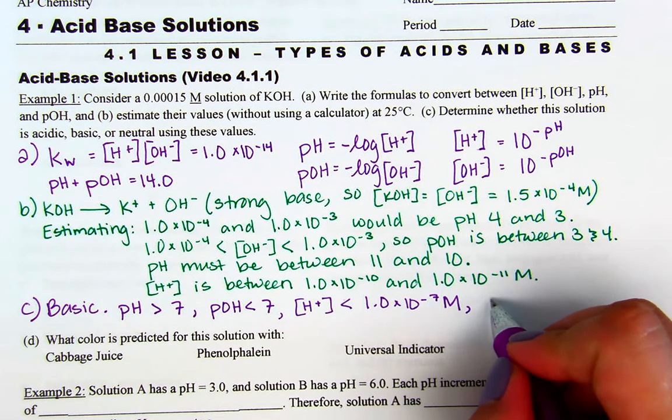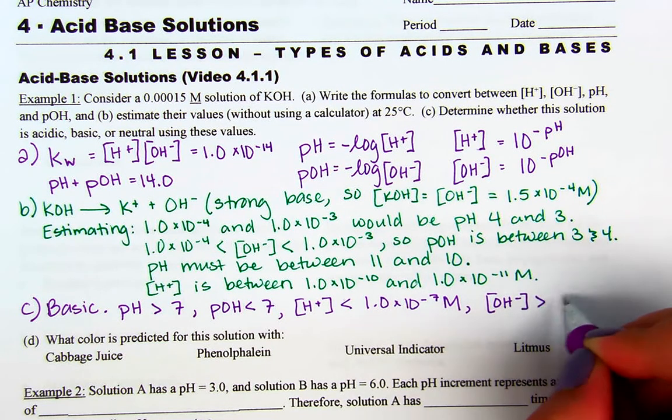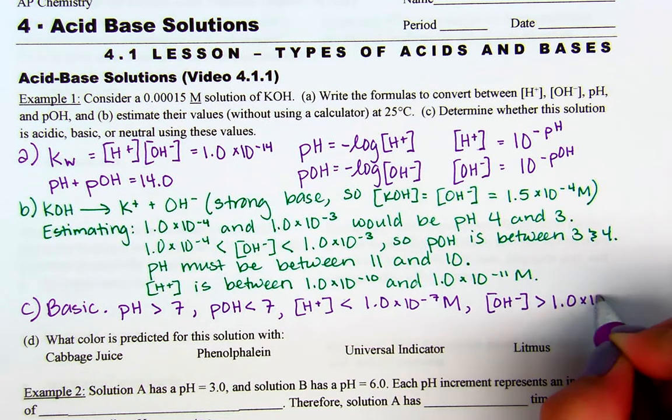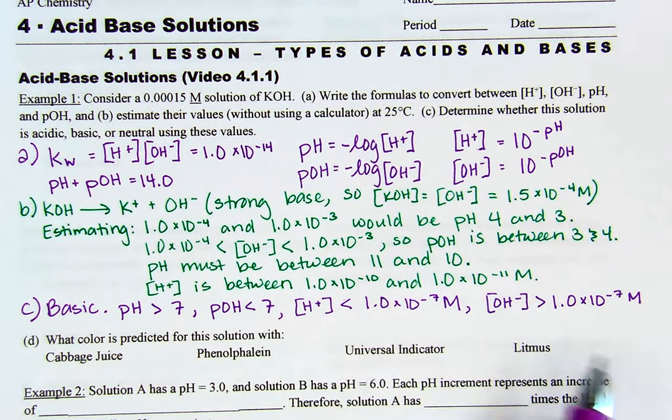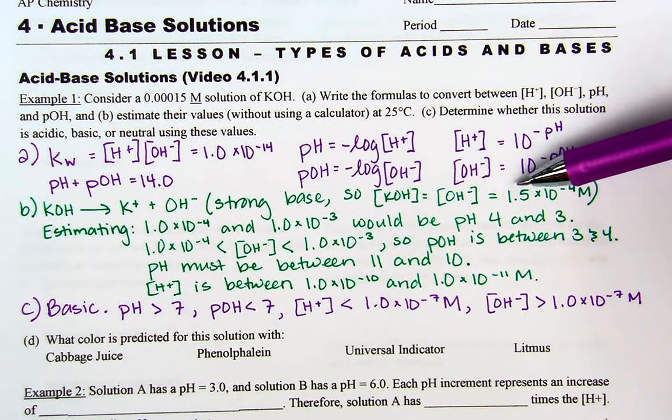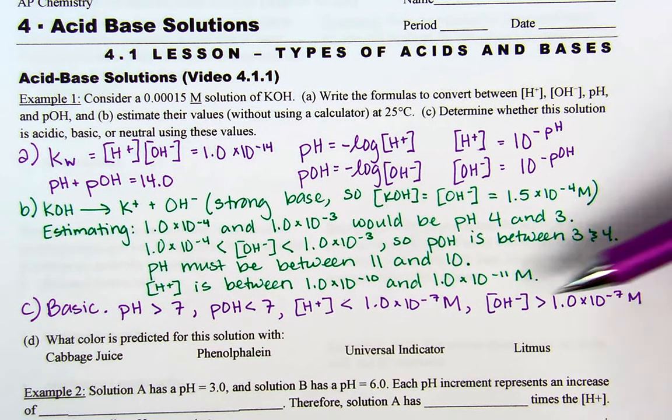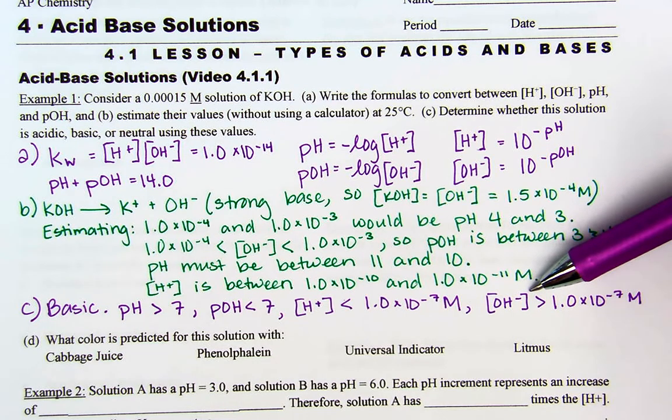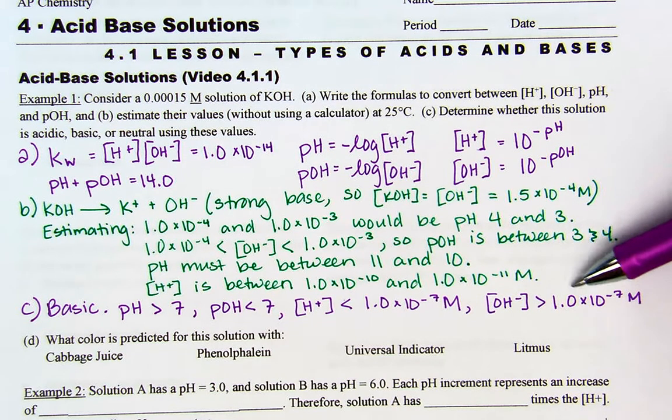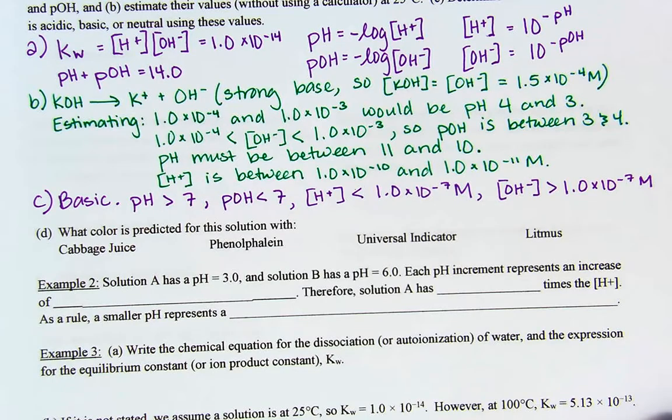And also, our concentration of hydroxide ions is pretty high. It's greater than 1.0 times 10 to the negative 7 molar. So it's much greater, in fact. So our hydroxide ion concentration is, let's see, 1.5 times 10 to the negative 4. It's much higher here. So since you have way more hydroxides than 1.0 times 10 to the negative 7, that's going to be basic. So what color is predicted for this solution with?